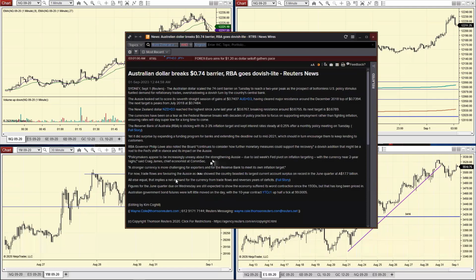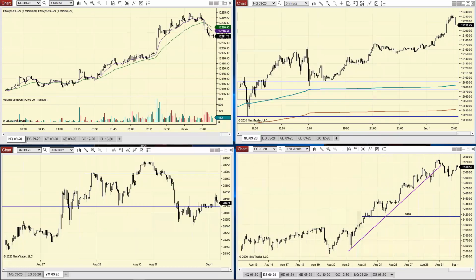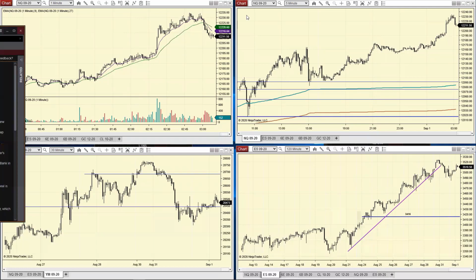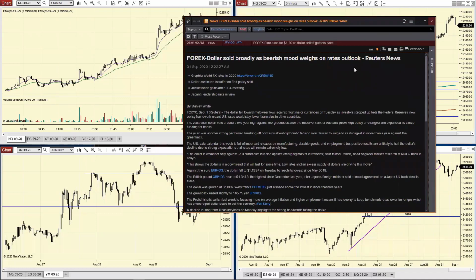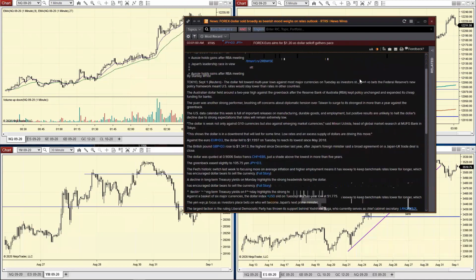A stronger currency is more challenging for exporters and for the Reserve Bank to meet its own inflation target. For now, trade flows are favoring the Aussie, as data showed the country posted its largest current account surplus on record in the June quarter, at 17.7 billion. For now, that implies demand for the currency from trade flows after years of deficits. And the dollar sold broadly as a bearish mood weighs on rates and outlooks.